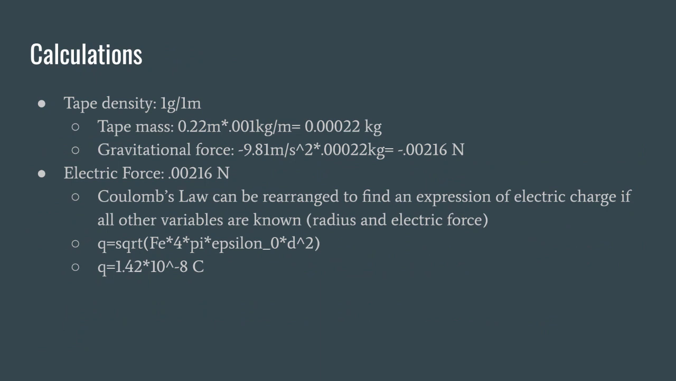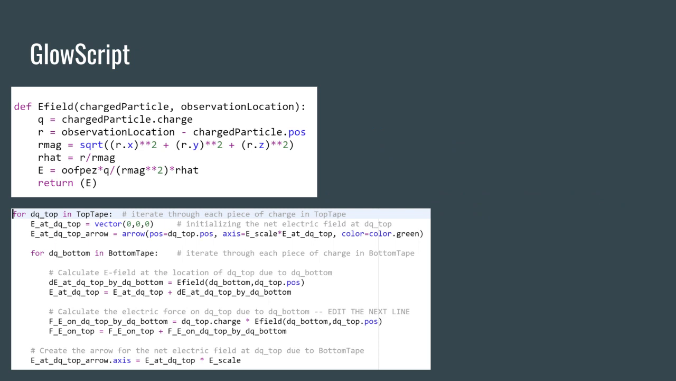For some calculations, using the density of tape, we can find the tape mass to be 0.00022 kilograms. The gravitational force was 0.00216 newtons in the negative y hat direction. And because forces are equal and opposite, the electric force is positive 0.00216 newtons. Then we can find Q by manipulating Coulomb's law, and Q is equal to 1.42 times 10 to the negative 8 coulombs.